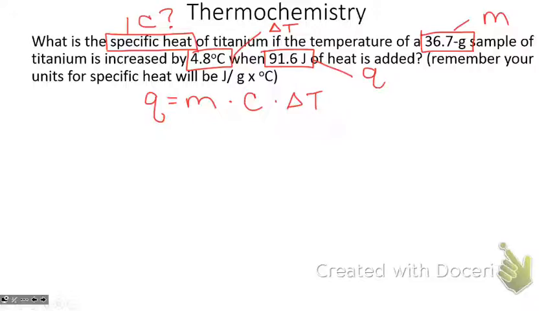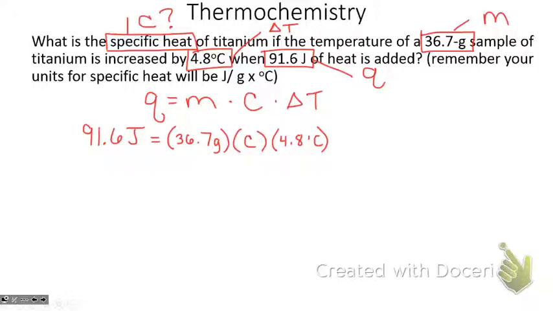So now that I've read this, I'm also given a hint here. Your units for specific heat will be joules divided by grams times Celsius. I'll show you how that works in just a minute. Now we can go ahead and plug in some of these values. So I've got 91.6 joules for my Q value. My mass they give me in the problem, it is 36.7 grams. My specific heat is unknown. So my variable C here is my unknown variable. And then 4.8 degrees Celsius was my change in temperature.